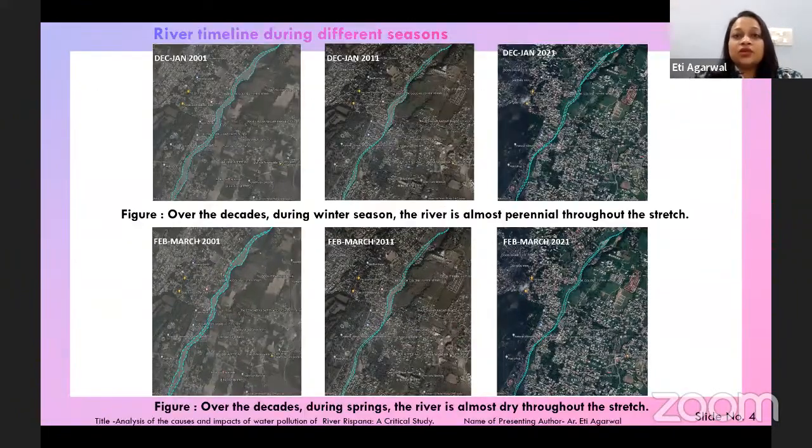Now, this is the timeline. I hope I'm able to move this. So basically, it shows the river in all the seasons. As you can see, I have taken two decades into consideration, actually three: 2001, 2011, and 2021. These were the Google Earth images, and this is the diminishing timeline of River Rispna. As you can see in December, earlier this river was not perennial, but now it has become perennial. During the monsoons, only then does the water flow, and the other times it's mostly dry.